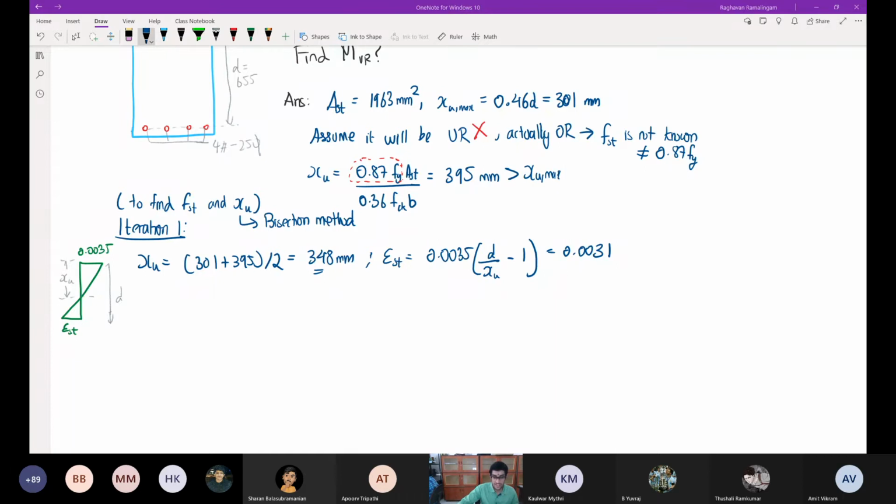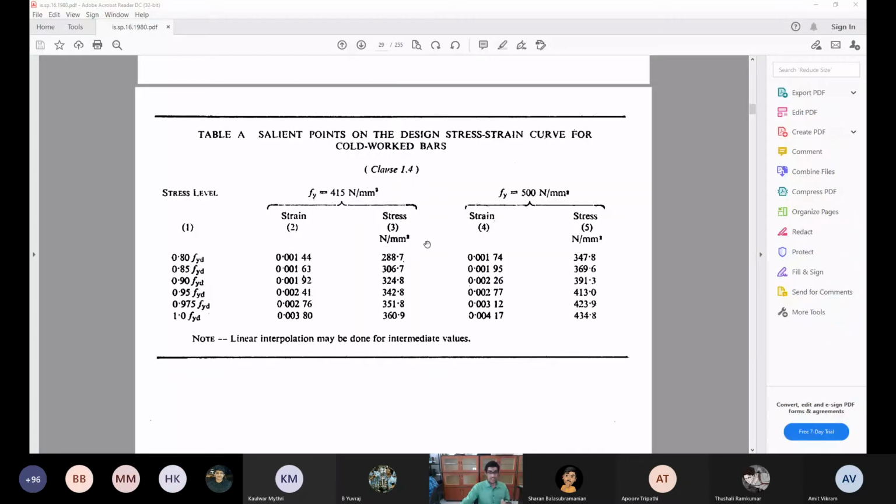Okay, so momentarily let me unshare this and share something else. Okay. Now you see this table. So we have Fe500 bars. Are you seeing the PDF? Yes, sir. Okay. So this is SP16 1980. It is freely downloadable from the internet. Please download it and keep.